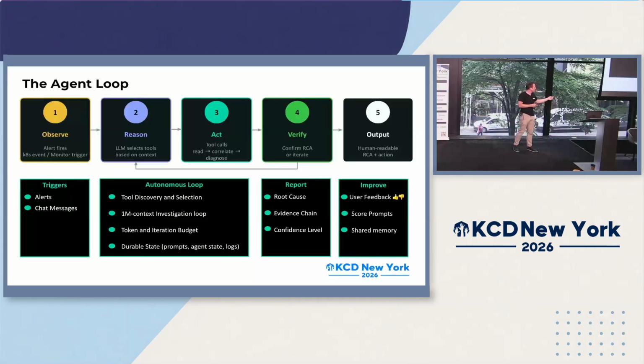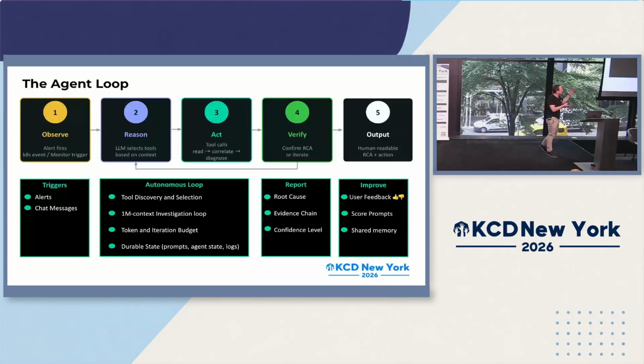We have a token budget in place because we don't want to have a cost blowout, and a maximum number of iterations as well. So the agent will stop once it has a high enough level of confidence it found the root cause of the problem, or if the token budget is exhausted.